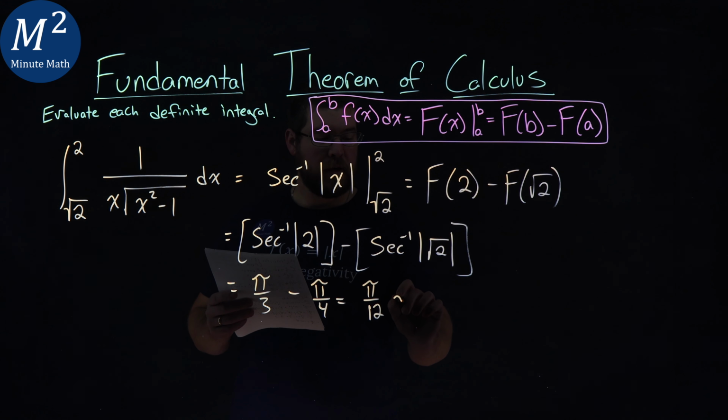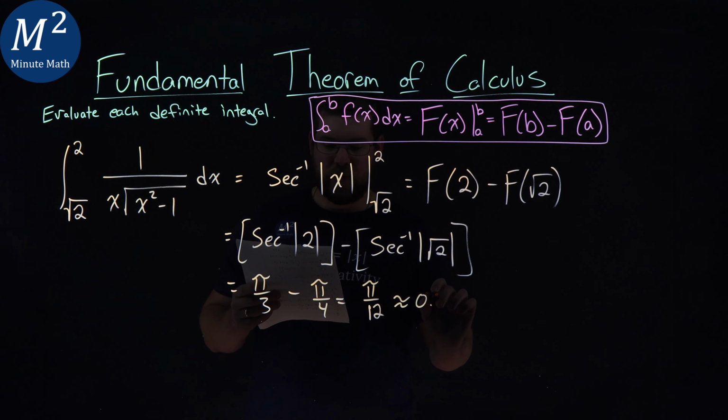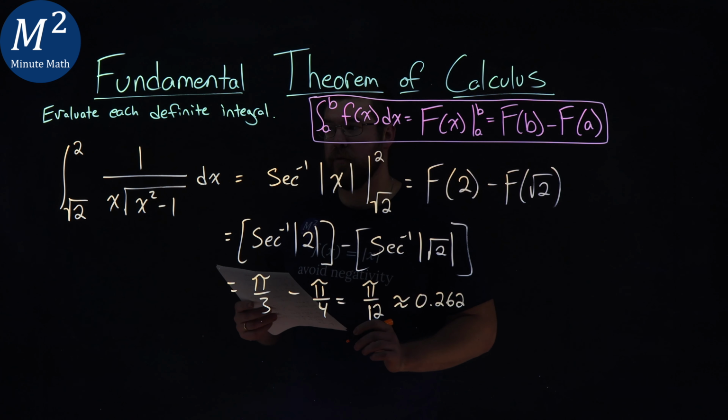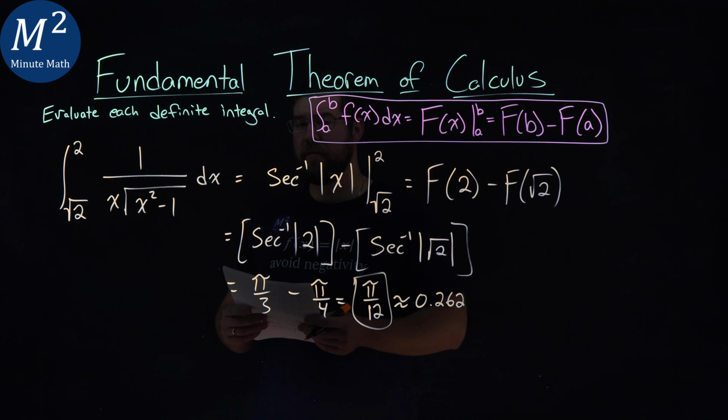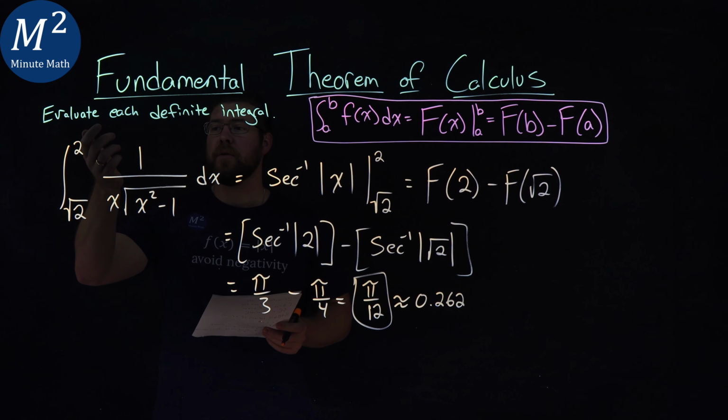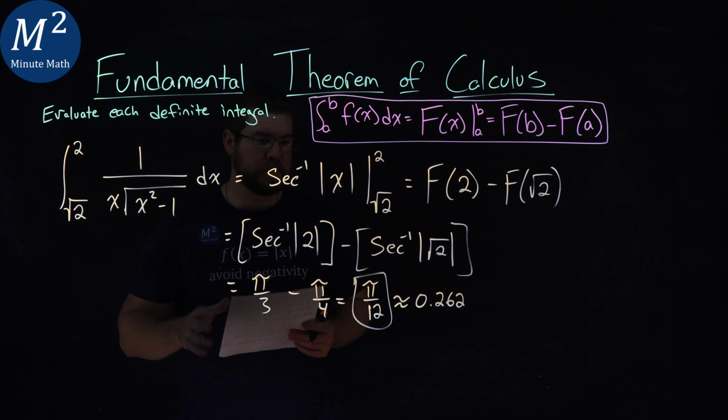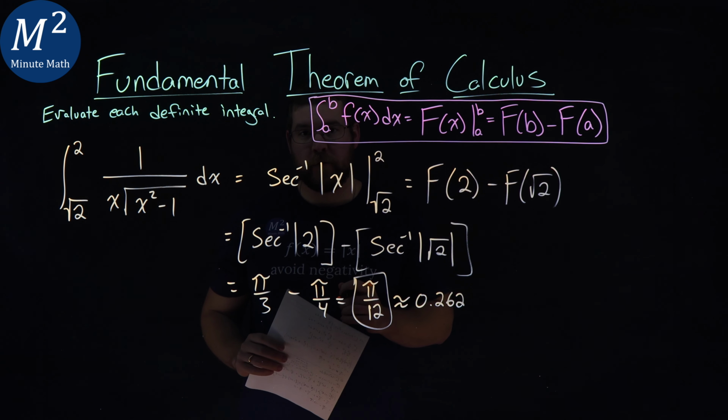And that approximately, in case you want that, is 0.262 in decimal form. But I prefer pi over 12 right there. And there we have it. Our integral from square root of 2 to 2 of our function is pi over 12.